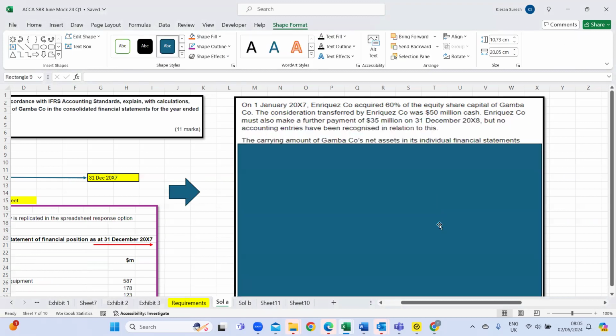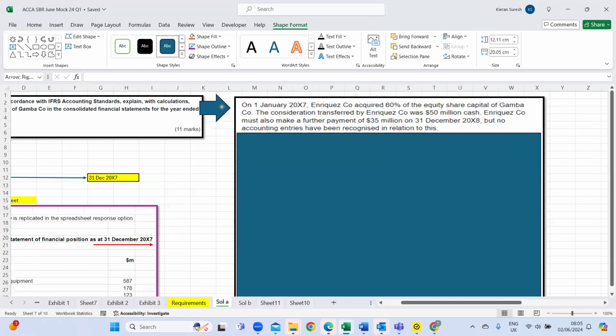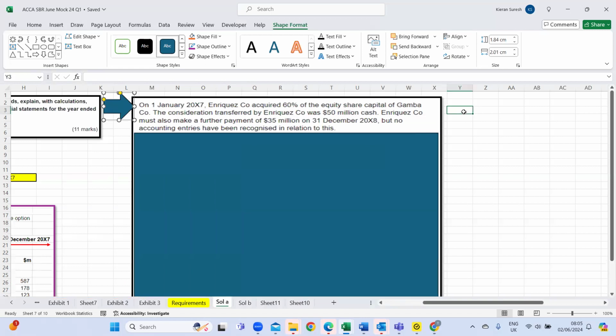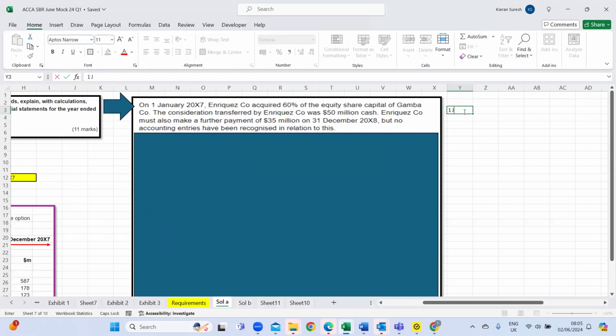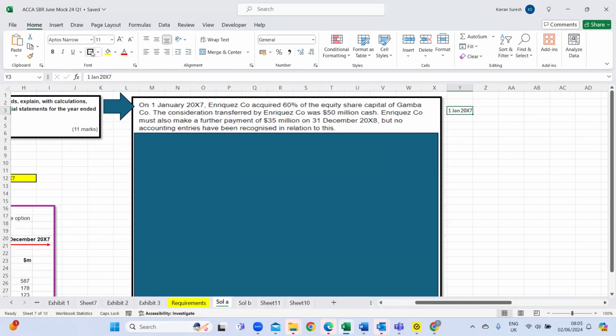Right, let's take the first part here. When you read the first paragraph, they're telling me that on 1st Jan 2017, Enriquez company acquired 60% of the equity share capital of Gamba company. So this was on 1st Jan. I don't have to draw any group structure here. We purchased 60% on this date.